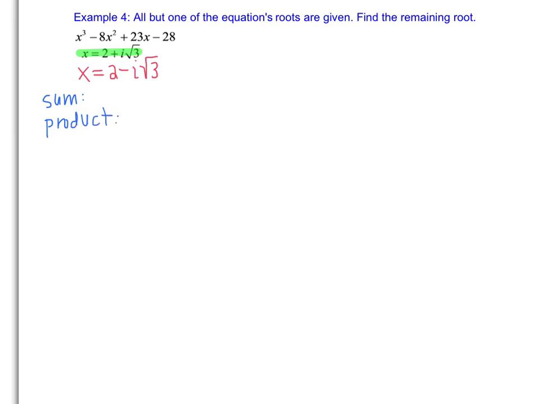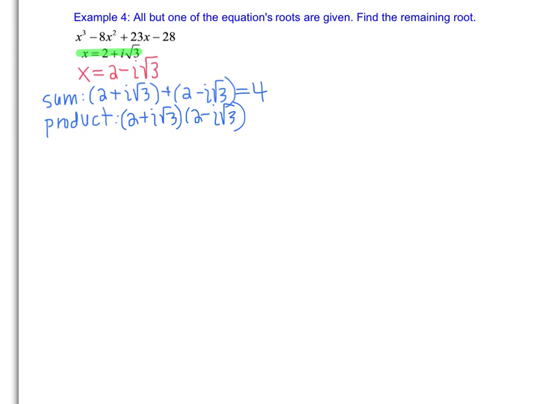Summing them, again, they're conjugates. They're going to be 2 plus i root 3 plus 2 minus i root 3. So you'll get the 2 plus 2, and the other terms are opposites, so you just get 4. And then for the product, we'll get 2 plus i root 3 times 2 minus i root 3.